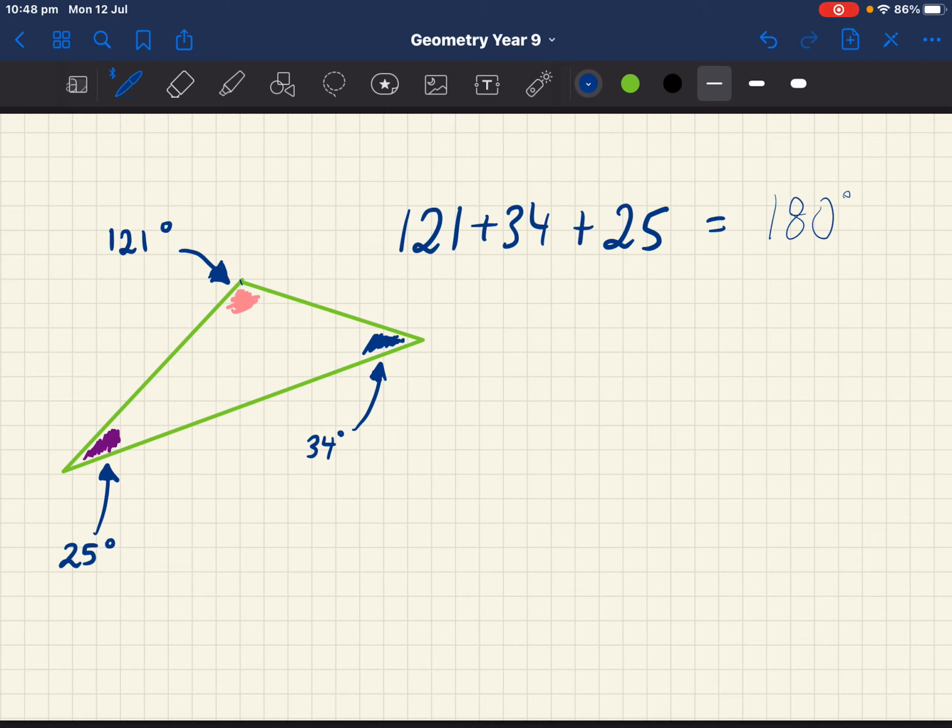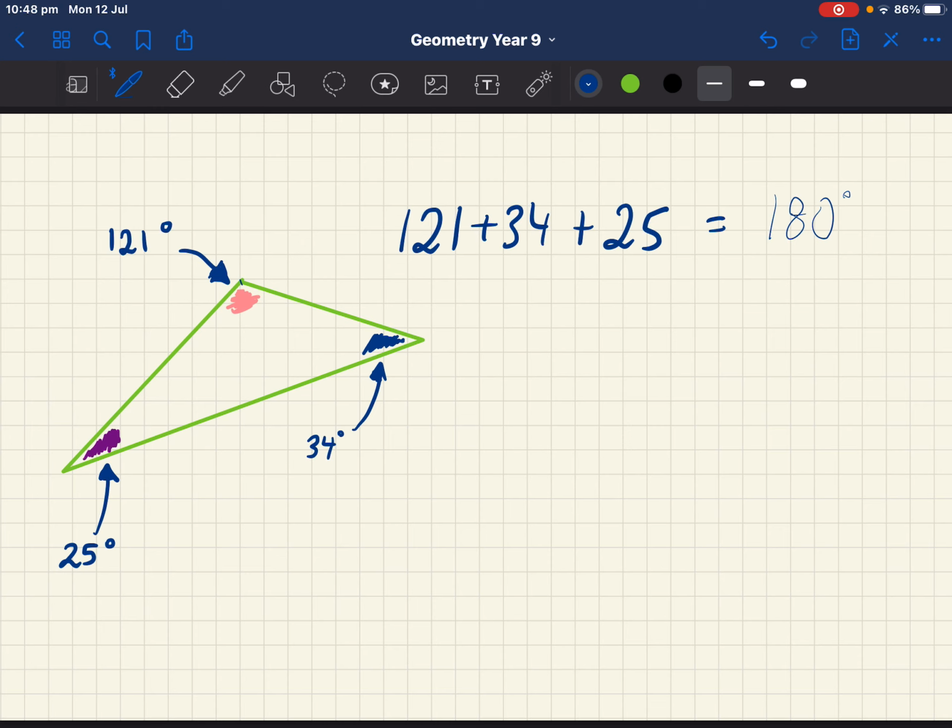You're going to see why we need to know this number when we actually get to the examples in a couple minutes. But yeah, the one thing you're going to need to remember from this topic, and you're going to need this number right throughout the entire rest of the topic, is the angle sum of a triangle is 180 degrees.